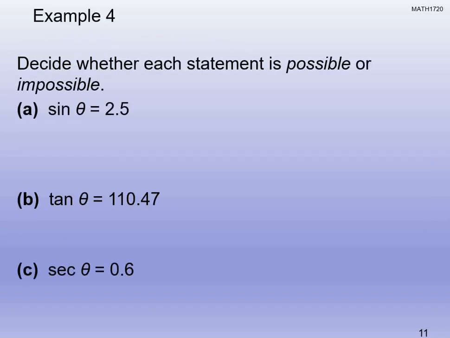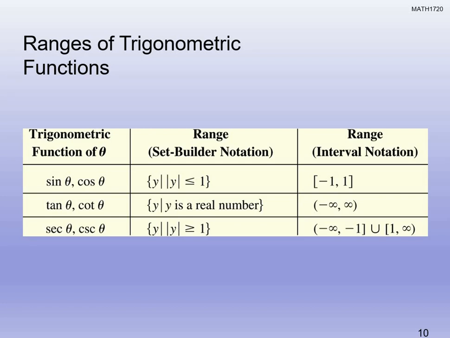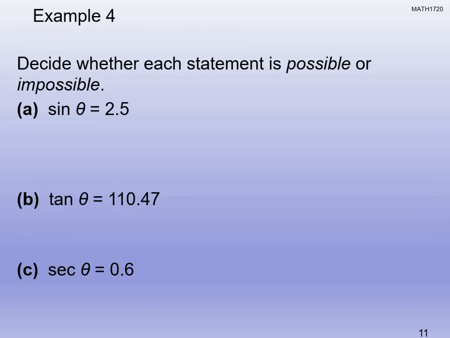We're going to reference this table and see if it works. Let's take a look at that first one. Is sine of theta equaling 2.5 possible? It's not, right? Sine has to be a number between -1 and 1. 2.5 is not a number between -1 and 1, so it's not possible there.